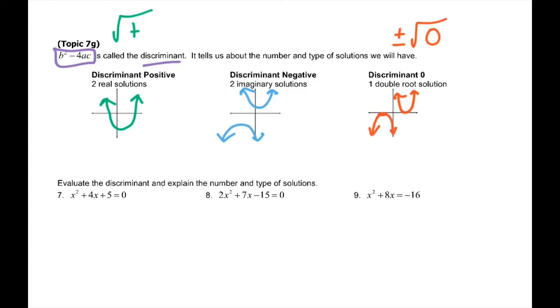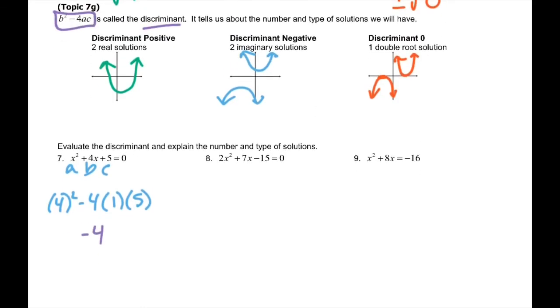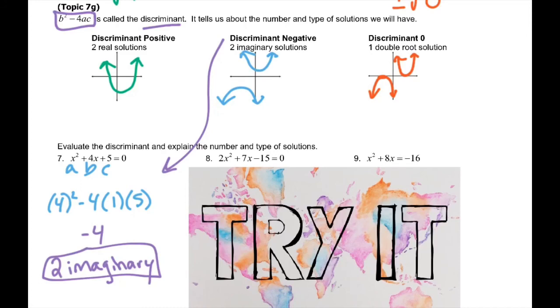So to find the discriminant, we are going to just do the inside of the square root part, but we still need to find our a, b, and c. So it's going to be the b squared minus 4ac, just like before, but only the inside part. Then we simplify this, so we're going to get negative 4 here, and a negative discriminant means that we would get 2 imaginary solutions. Try 8 and 9 and check back in.